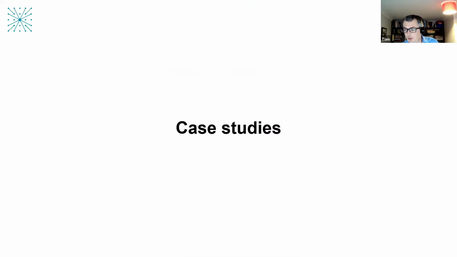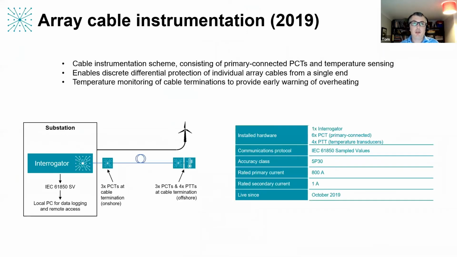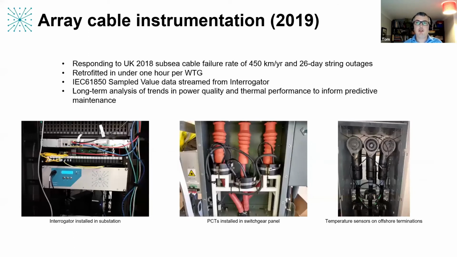And we'll just have a brief look at some of our case studies. The first one is the installation with ORE Catapult at Levermouth, which I've already talked about. Here we were instrumenting the cable for unit protection, doing temperature sensing at the cable terminations, and also permanent power quality monitoring. You can see we've got PCTs at each end of the array cable, as well as temperature sensors at the cable terminations. And this picture just shows where all the bits of the equipment sit.